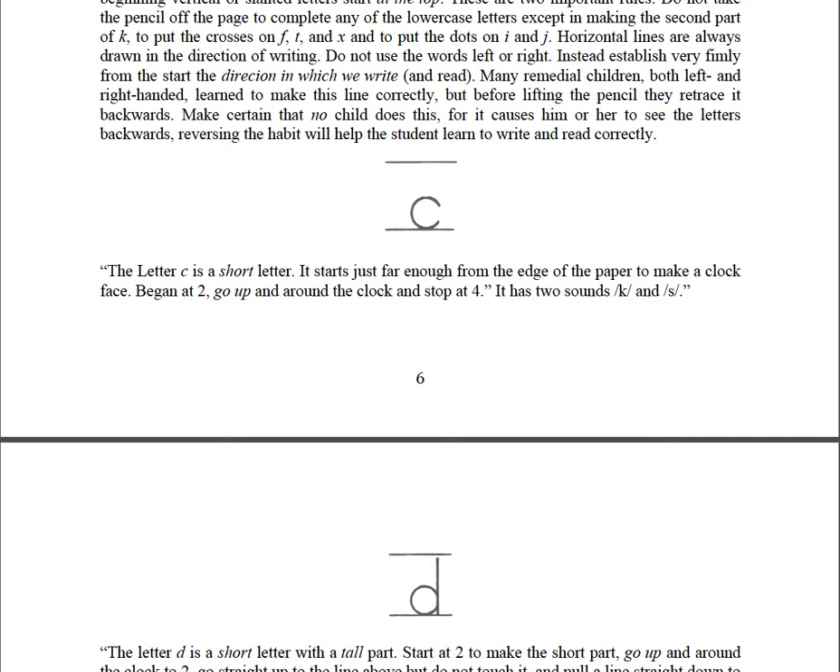This is manuscript, on how to teach manuscript. The letter C is a short letter. It starts just far enough from the edge of the paper to make a clock. Begin at 2, go up and around the clock, and stop at 4 o'clock.